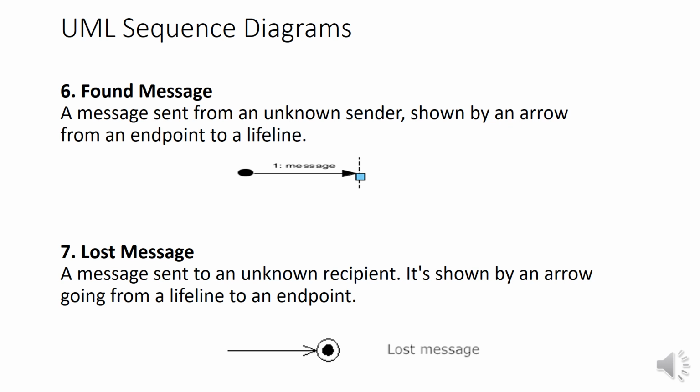The seventh kind of message in a sequence diagram is lost message. Lost message is the one that goes to a recipient that is not an object in this diagram. Means the recipient of the lost message is not shown in the diagram, or is not known, or is unknown at this point of time. So in a lost message the recipient is unknown, in a found message the sender is unknown, and its representation is given in front of you.